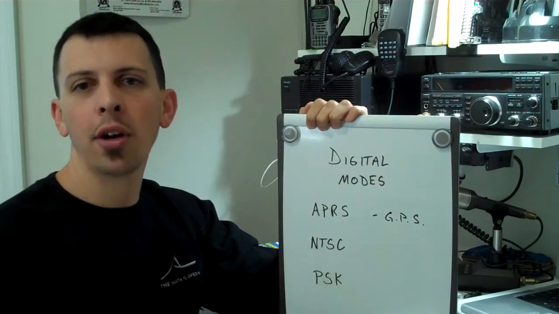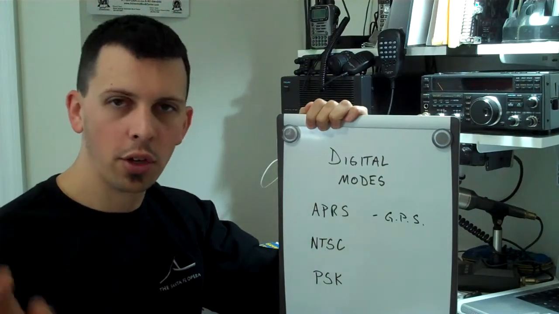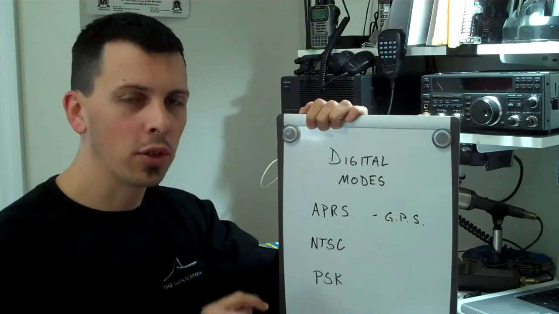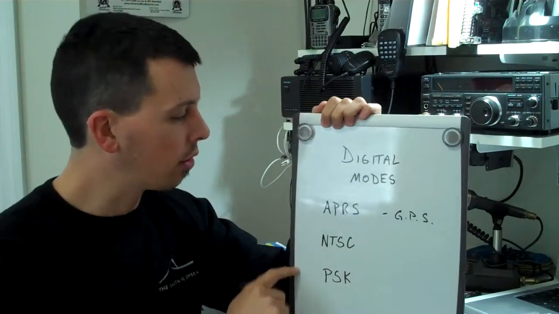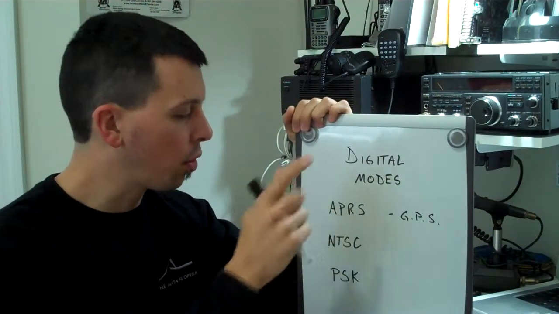And when all these APRS stations from the amateur radio operators all over your area are reporting, the National Weather Service gets a very clear picture of what's happening in all these areas. So that's APRS, Automatic Position Reporting System.